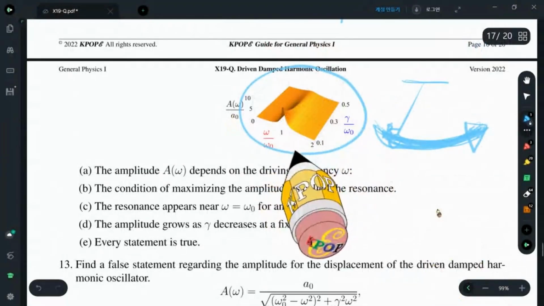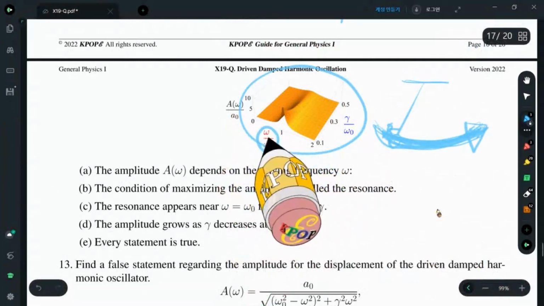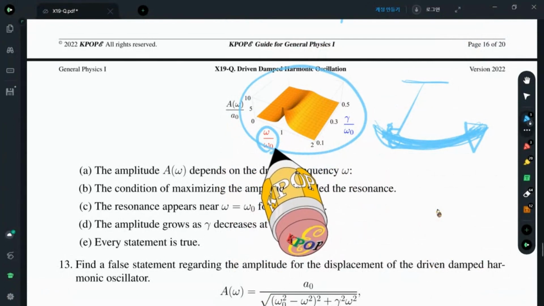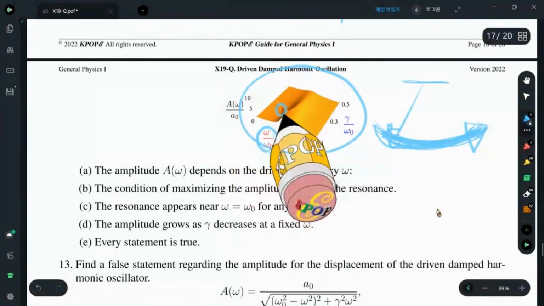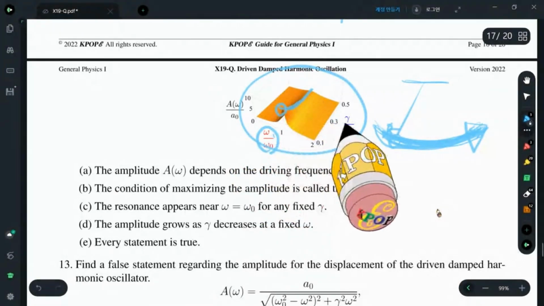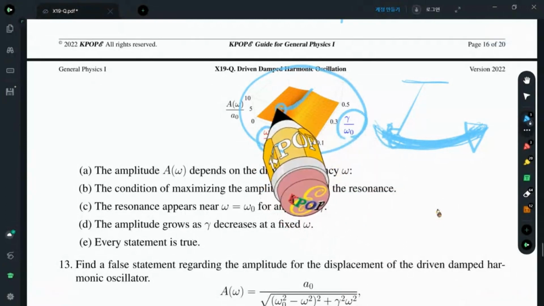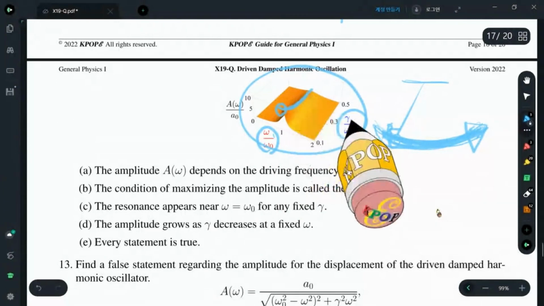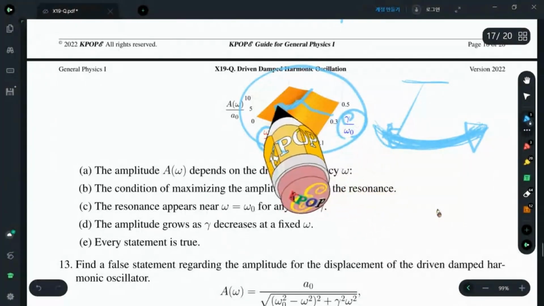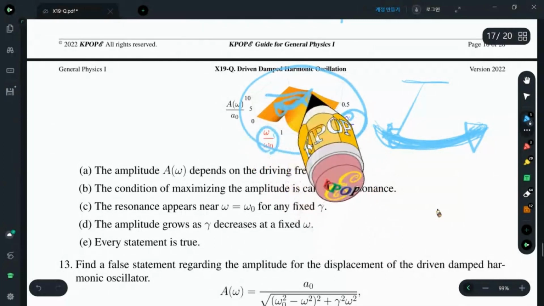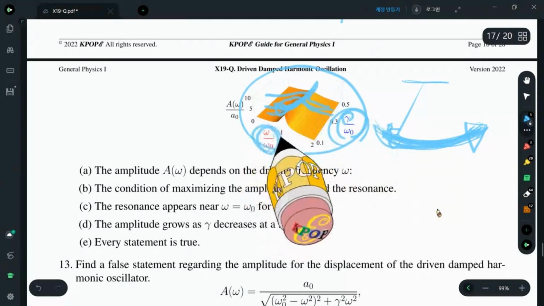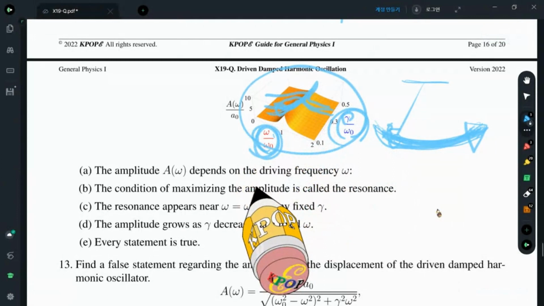Actually, when omega becomes the natural frequency of the simple harmonic oscillator without damping, its amplitude is maximized. This is gamma. So when gamma appears, amplitude decays. However, for any given gamma, the amplitude rises up and goes down. And so for any gamma, near the region where omega is near to omega zero, the amplitude becomes maximized.